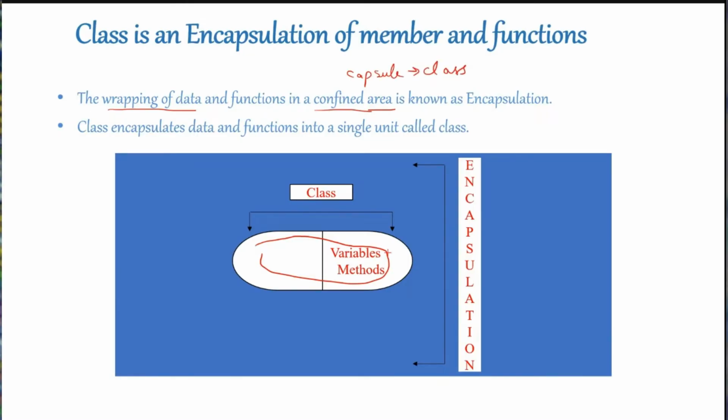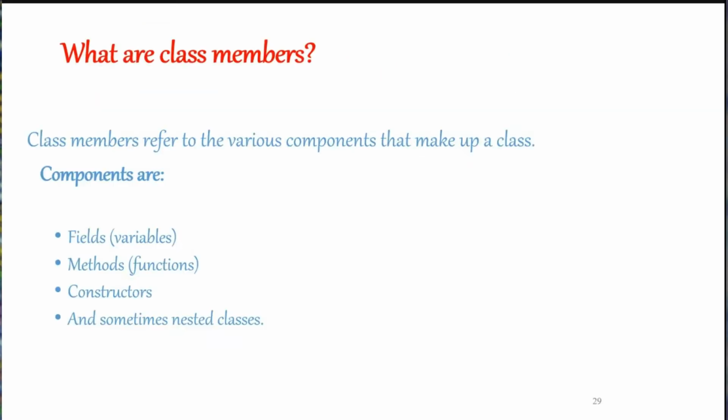And in Java, it is what? A class only. We don't have the word capsule in Java, rather we have the word class. So they are one and the same thing. So a confined area, and it is known as encapsulation. So a class encapsulates data and functions in a single unit called a class. I'm using the word class two times, and you will understand that.